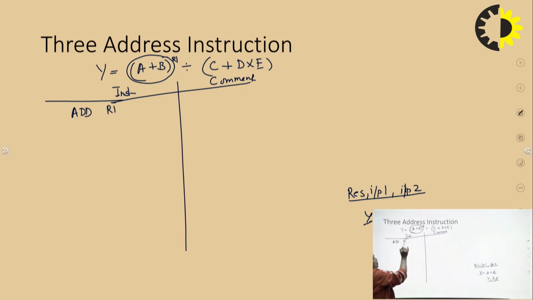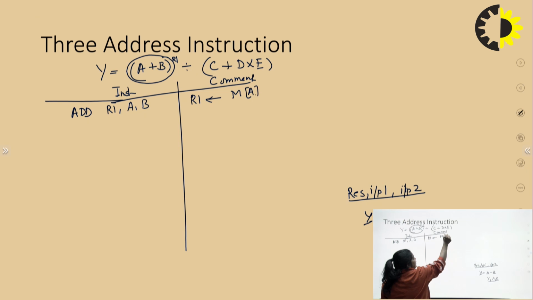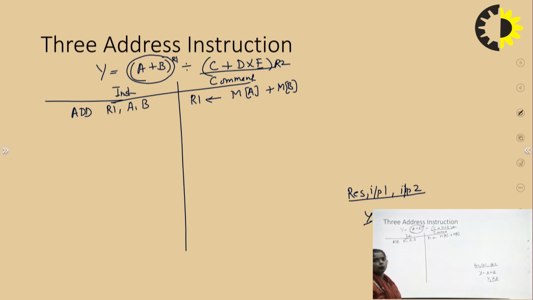In R1, you are going to store the addition of A and B. So the result will be stored in R1, with the A value and the B value. Now, how are you writing this? In R1, you perform the add operation of A and B, meaning R1 = M[A] + M[B]. Next, the next instruction is going to be executed in R2.